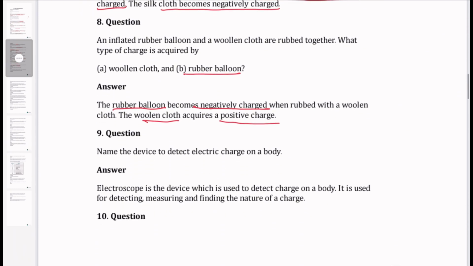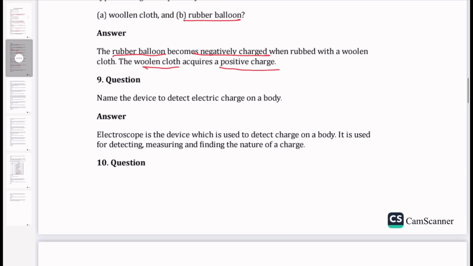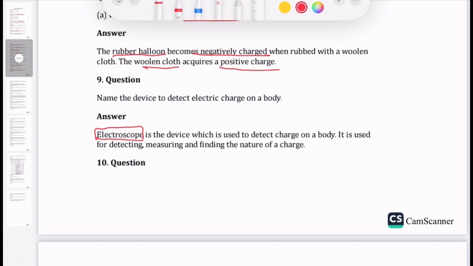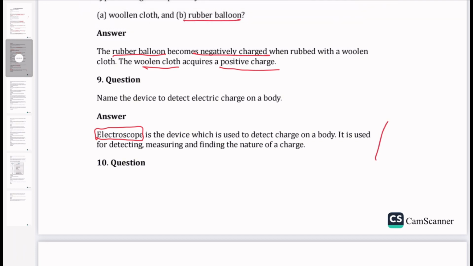Then, name the device to detect electric charge on a body. The device which is used to detect electric charge on a body is called the electroscope. Next question.